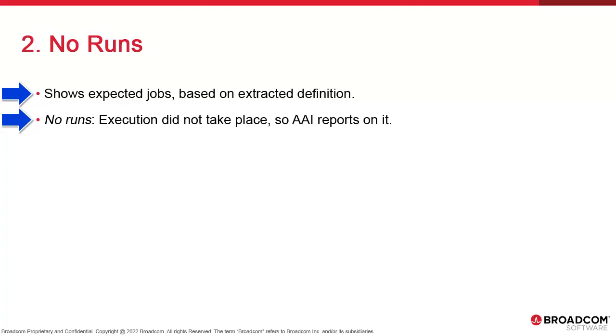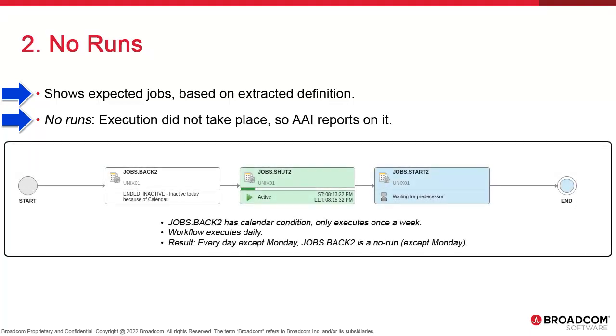Let's use an example of a normal behavior to show how the function works. We have a workflow with 3 jobs. The process runs every day. But the first job has a calendar condition, Mondays only. From an operational standpoint, this means the process executes every day, but only the second and third job. On Mondays, all 3 execute. On all days except Mondays, AI reports the first job as a no run.